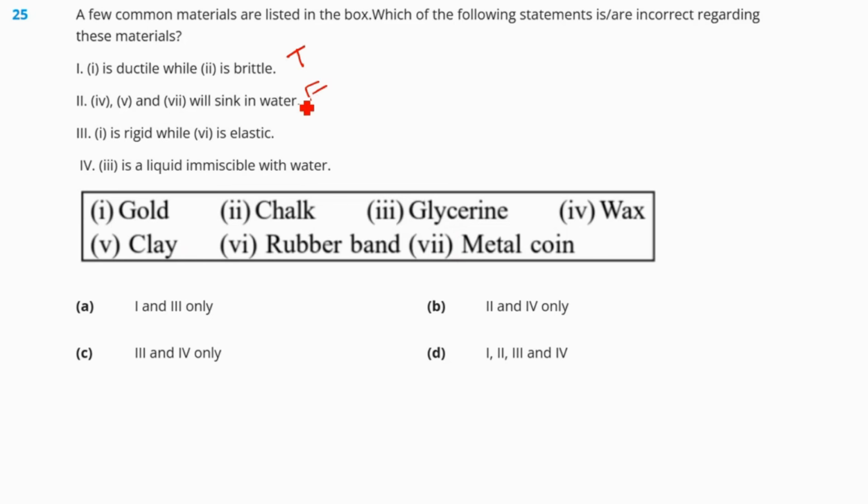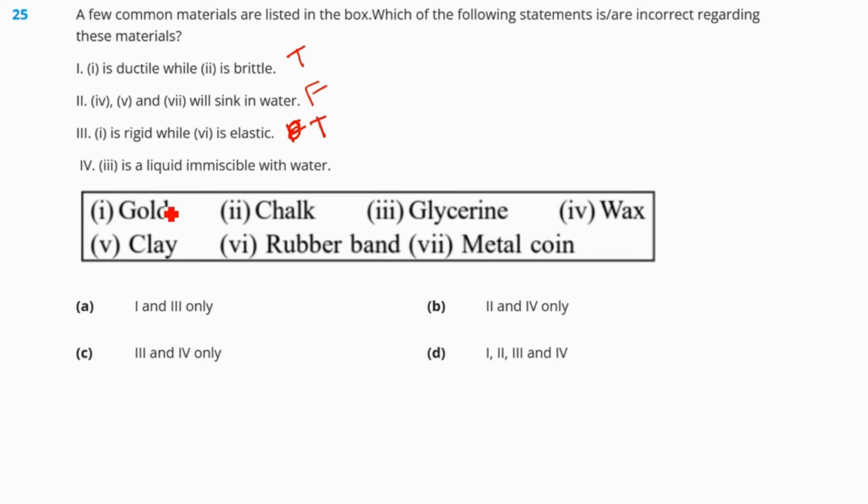1 is rigid. Gold is rigid while 6 is elastic, the rubber band. Rubber band is elastic, fine. Gold is not rigid, so this is also a false statement. No, 6 rubber band is elastic. Gold is rigid. Oh, this is true.